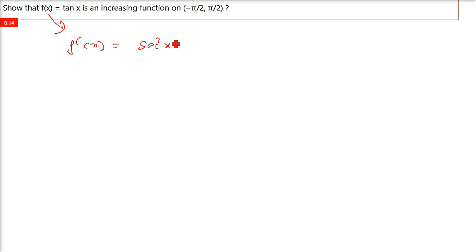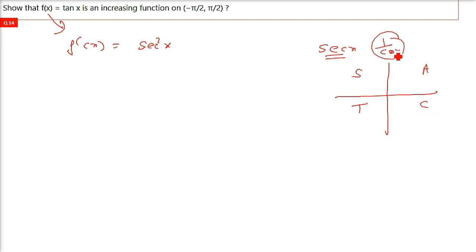So this sec square x, when you're talking about negative pi by 2 to pi by 2, first you have to see sec x or cos x where it is positive and negative. So add sugar to coffee again. I am talking about sec x. It is almost the same sign as cos in the negative and positive terms. Sec and cos are almost equal. Actually 1 by cos x is sec x, but negative, if it comes, it doesn't have any difference.